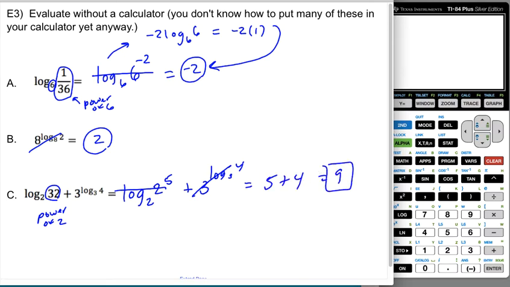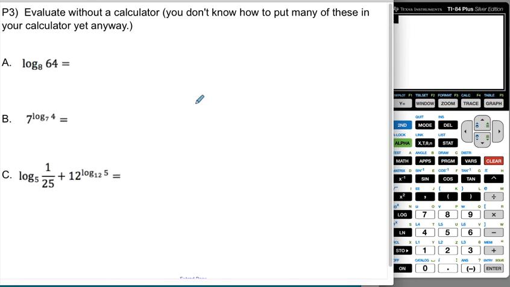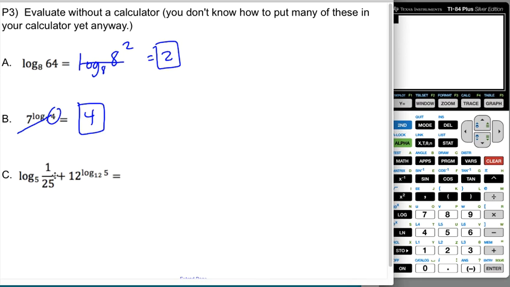All right, last problem, and then we'll stop for this video. Go ahead and give this a try. You are welcome to pause me if you want. So this is the log base 8 of 64, which is 8 squared. Well, that's convenient. It's a 2, right? 7 raised to the log base 7 of 4 is just a 4. They cancel and give you this thing on the inside.